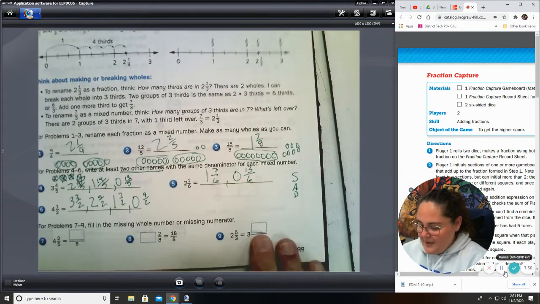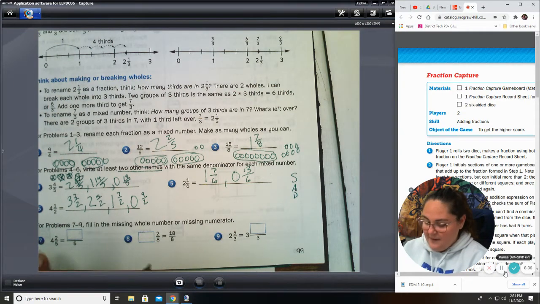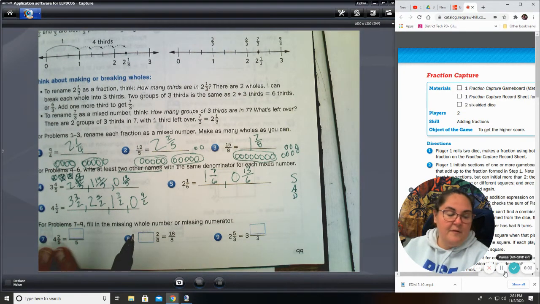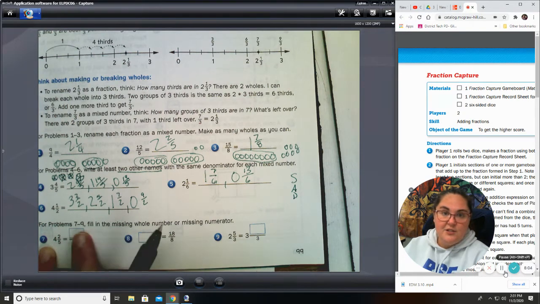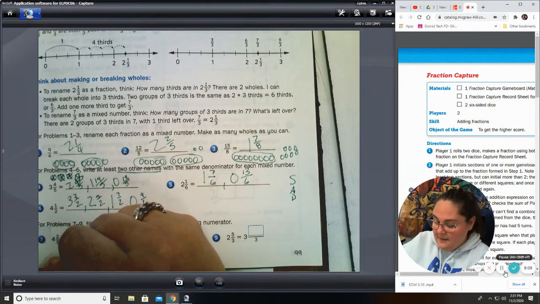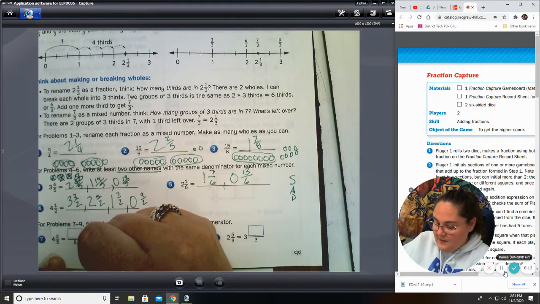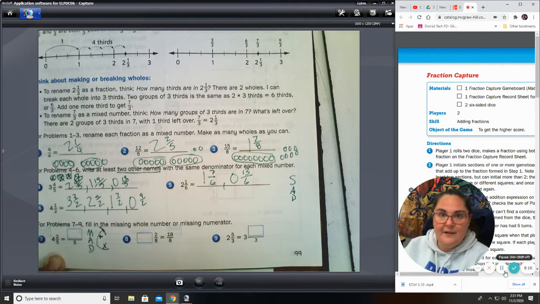For problems 7 through 9, find the missing whole number or the missing numerator. So this goes all the way from 4 and 2/5 to a complete improper fraction. Remember, for this one, you can do MAD. You're going to multiply. It goes in this order. Multiply, add, and denominator stays the same.